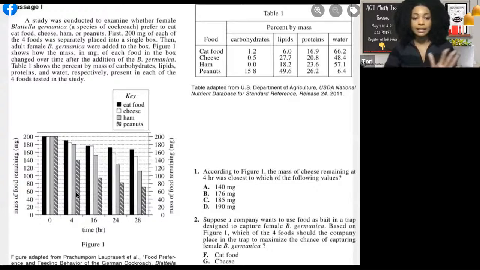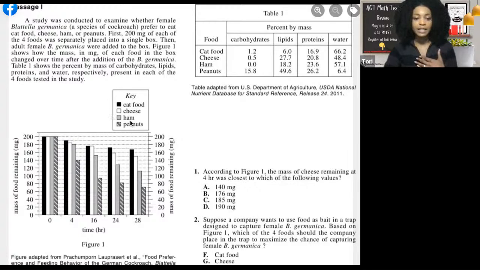So I should be looking here. This is where I need to focus my attention. I don't need to look at the passage. I don't even need to look at table 1, not for this particular question. So I'm focusing my attention here. And then I notice that it's asking me about cheese and what's remaining at the 4-hour mark.